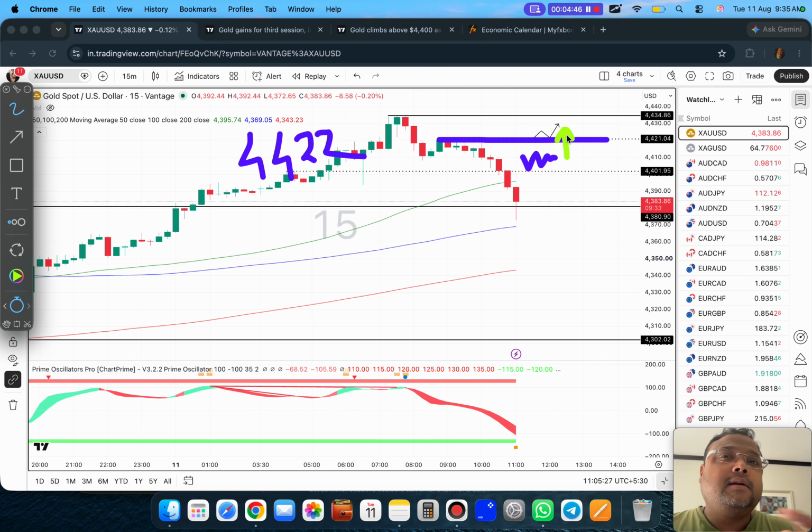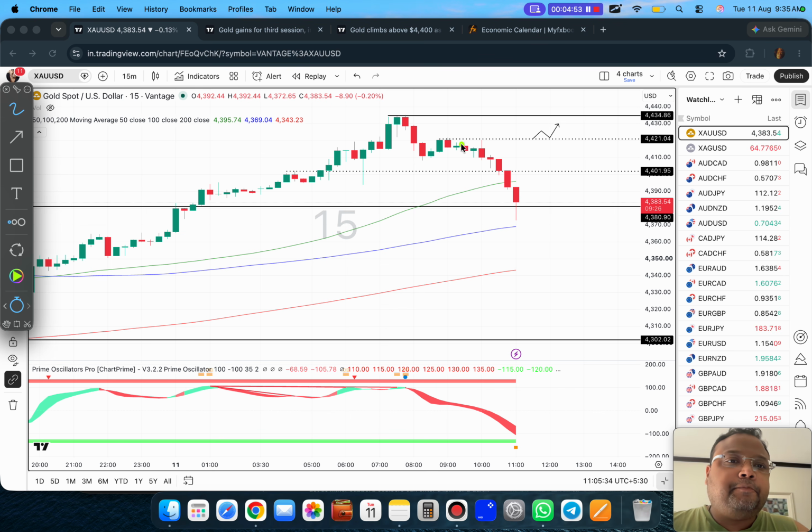So when the market breaks the level 4421, 4422, you can enter and exit quickly. Do not expect a huge trade. These are minor levels, but yes, as a day trader, you can make some money.